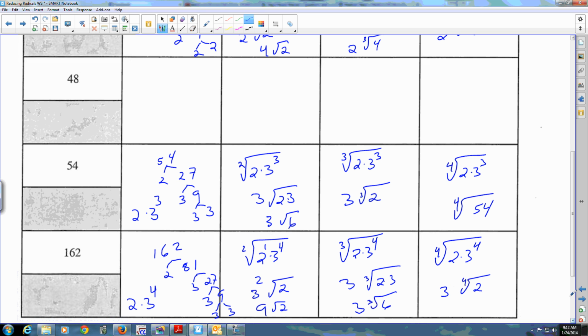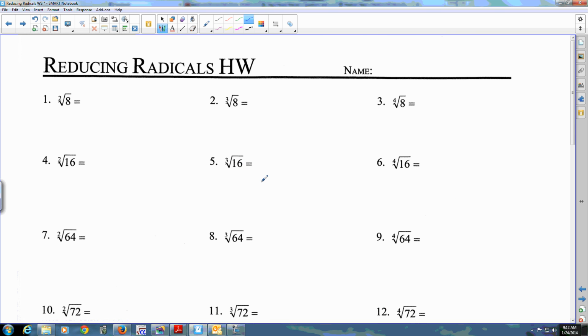Okay? And then your homework assignment is reducing these radicals. I did this on purpose where it's the same number all the way across, so once you prime factor it, then you just have to move this all the way across. You don't have to prime factor it every single time.